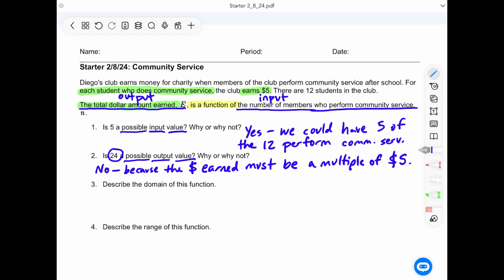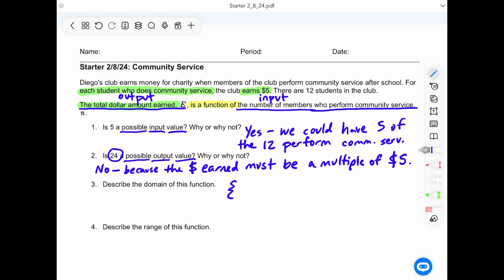We know we have 12 students in the club. We know that we can't have negative students participate. We can't have decimal or fraction values, but technically no one could participate, or any sort of increase of one student at a time all the way up to 12. So what we want to do is discuss this. I want to show you a couple ways that we could write it.